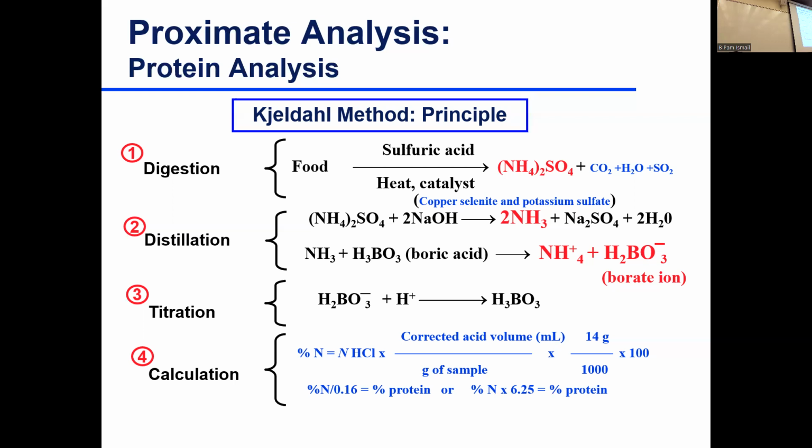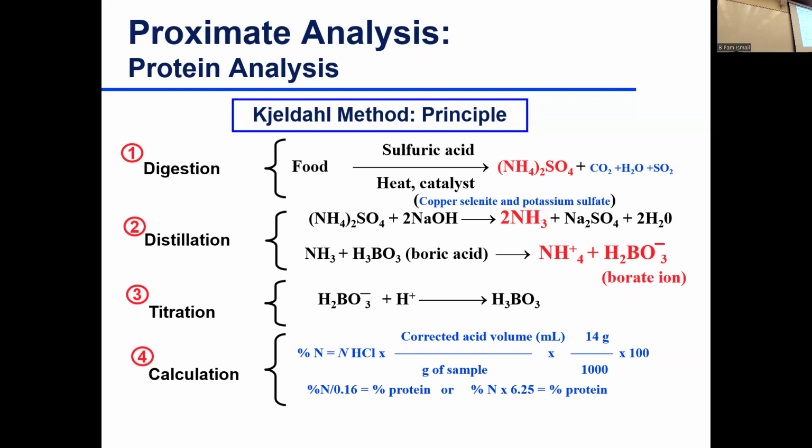Because it's an ammonia gas, you don't want to lose it, and that's where your nitrogen is. Then you want to capture the ammonia. We'll see that later in an image, that the ammonia is going to go up in your distillation unit, gets distilled into a flask containing boric acid and a methyl red indicator.